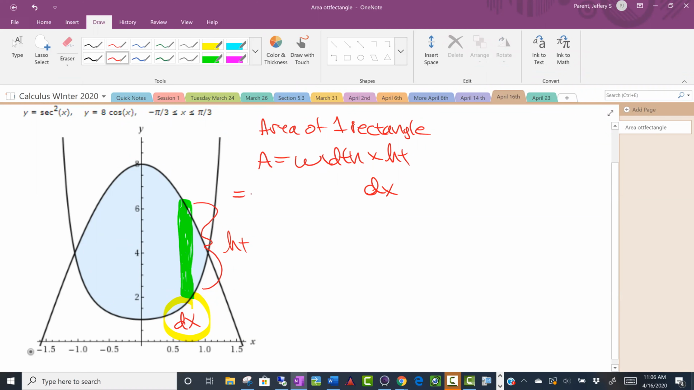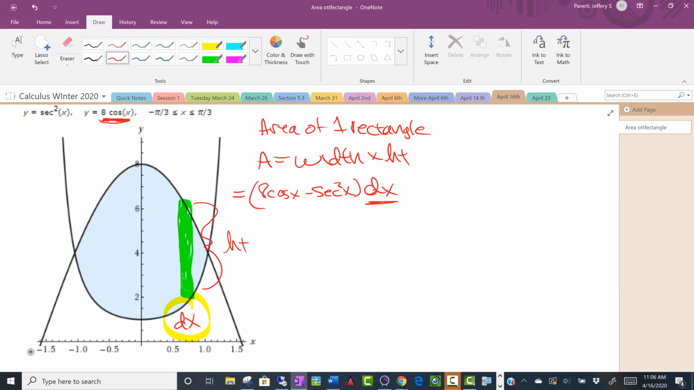So I've got a dx here, and now the height is going to be the top function minus the bottom function. So what's the top function in this, Larnell? I believe the top would be, I think that's cosine. So it would be our 8 cosine of x minus secant squared of x. And the reason I'm so picky about this dx term is because it tells you what you're integrating with respect to. Now, sometimes you have to take slices horizontally, and a horizontal slice would be a dy slice. But that's not going to work very well for us in this particular case.